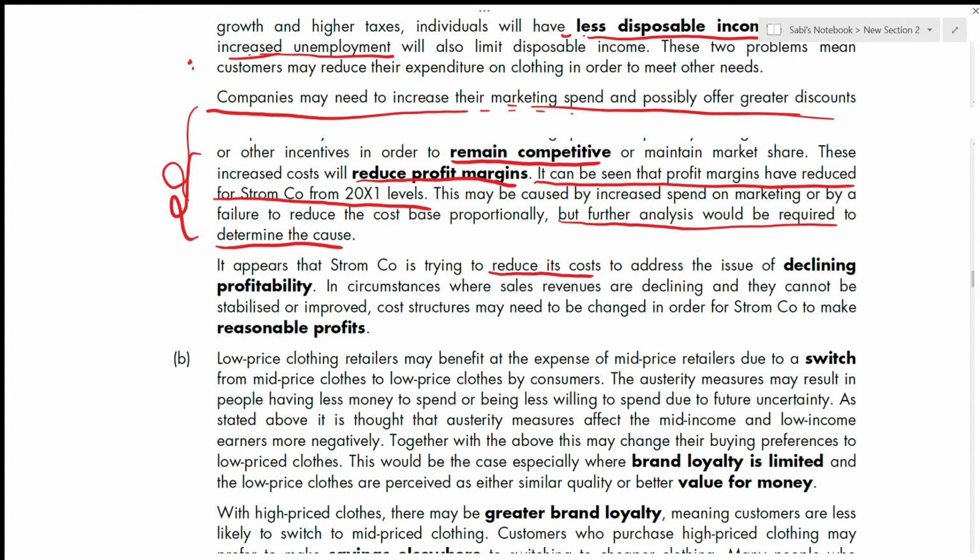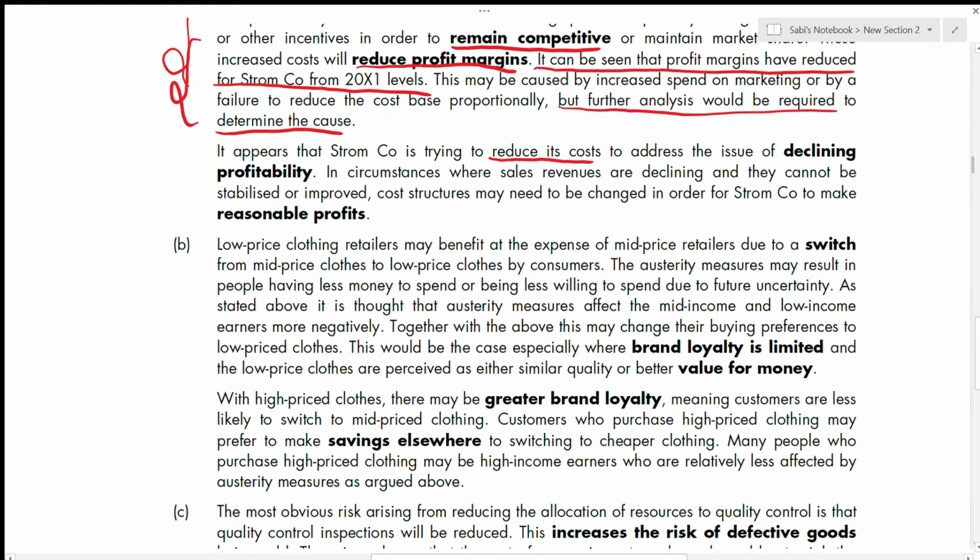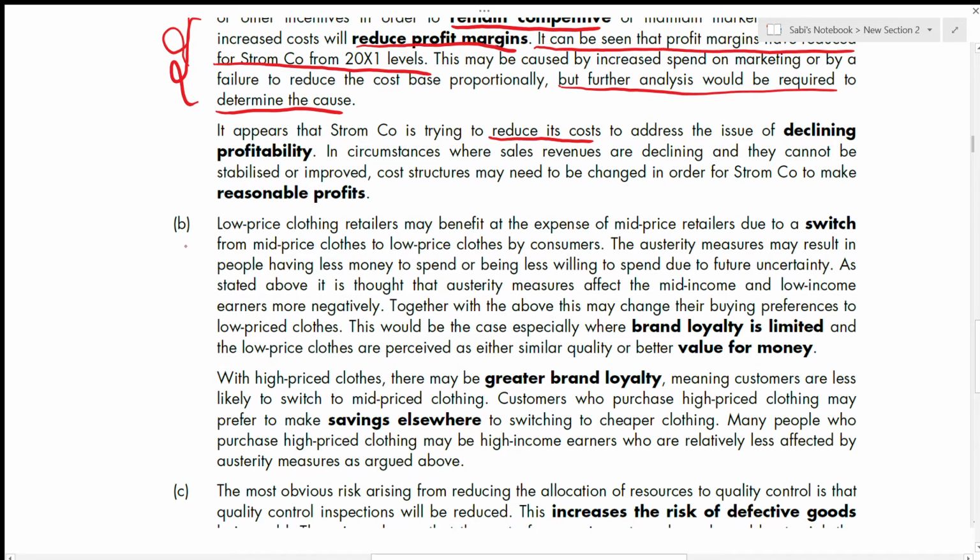Now let's come to the second point, B part. B part was asking why high price and low price clothing retailers are not affected as mid price retailers. So first we'll see there are two paragraphs. This is for low, this is for high. Whenever you write about two different points, you need to divide this into different paragraphs. Under different paragraphs it needs to be there.